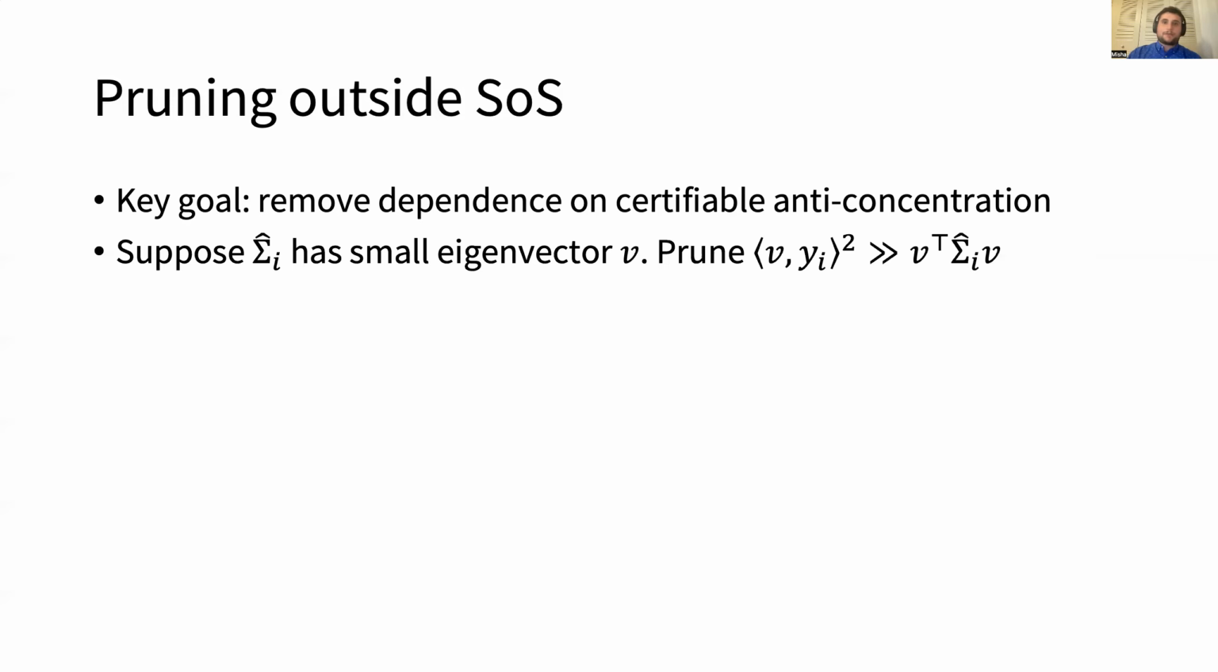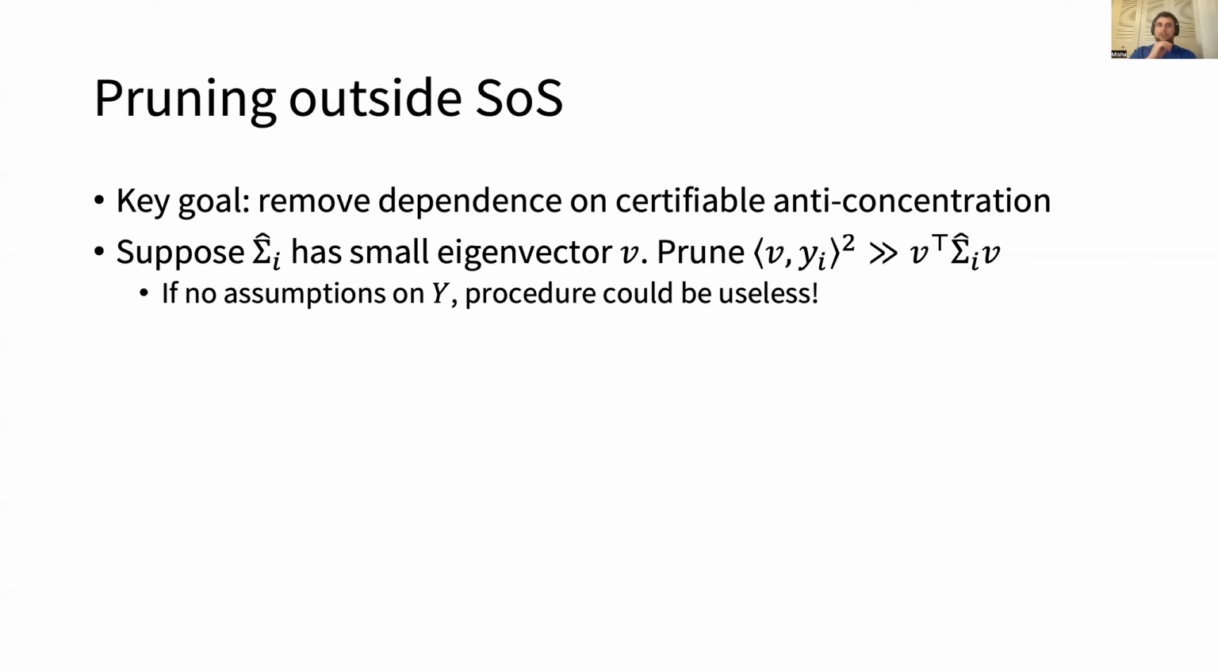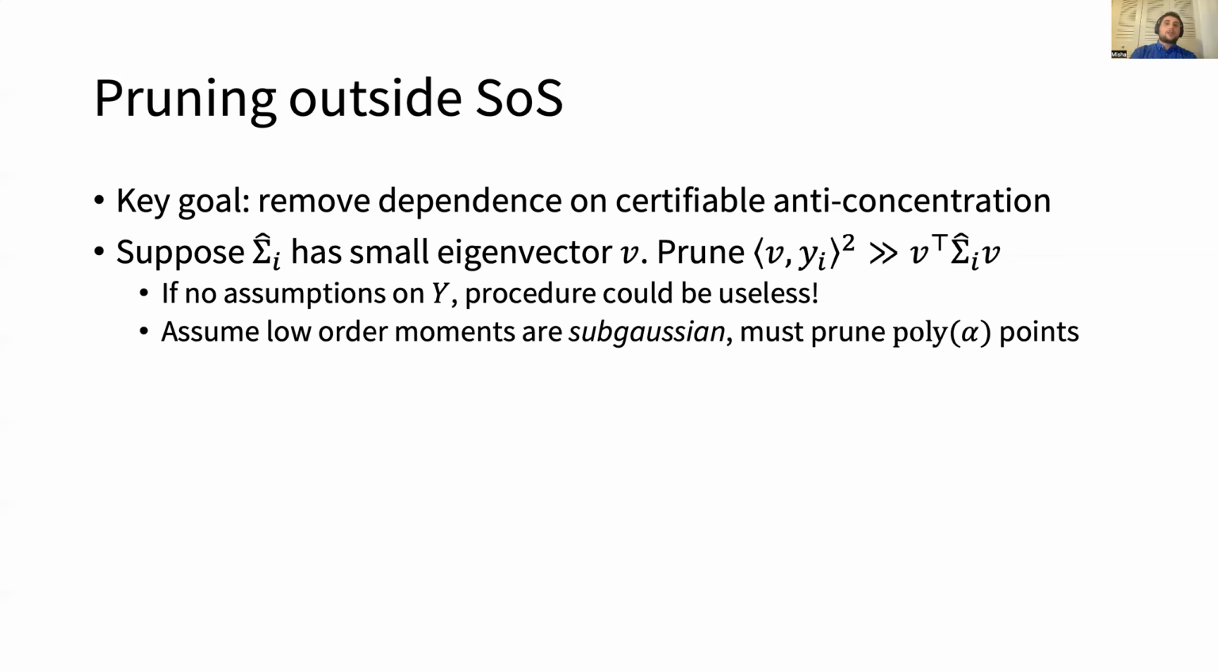And really here, we're looking for something which is at least Lipschitz 2. So if there are no assumptions on Y, however, one thing to notice is that this procedure could really be useless. In other words, we may not prune anything or we might prune only one value if we try and do this, and Y could still be wrong. So to circumvent this, if we assume that the low order moments of Y are sub-Gaussian, we can actually prove that we prune at least a polynomial in alpha fraction of points.